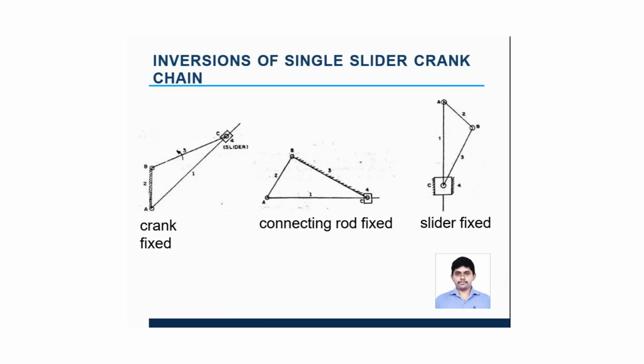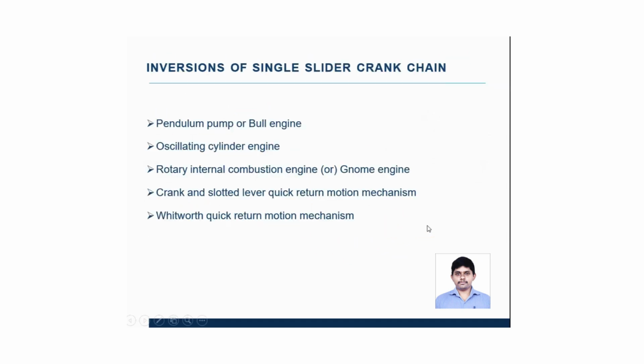When I fix different links in the same single slider crank chain mechanism, in one case the crank is fixed, in another the connecting rod is fixed, and in another the slider is fixed. By fixing these different links, I may get different output mechanisms: the pendulum pump, oscillating cylinder engine, rotary internal combustion engine or Gnome engine, crank and slotted lever mechanism, and Whitworth quick return mechanism. All these mechanisms come out because of fixing different links. With this I will wind up, and thank you so much.